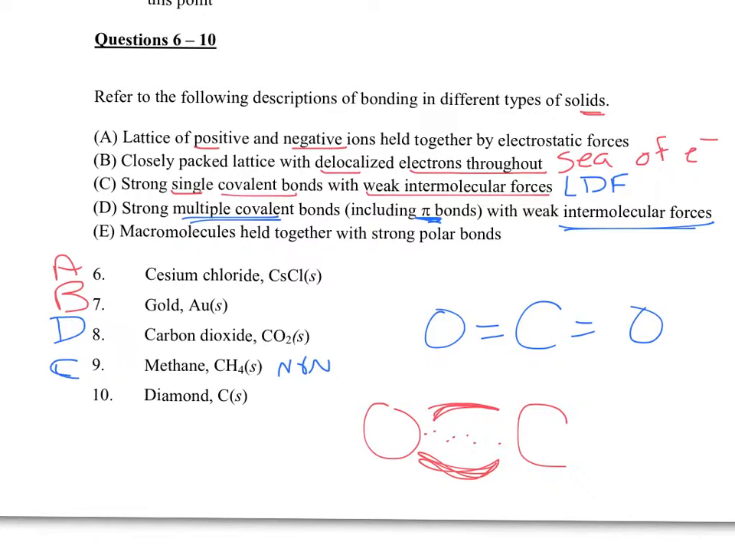All right. Macromolecules held together with strong polar bonds. Macro means really big. So, where's that balloon thing? That's macro. I don't know. That's a balloon. Macro means diamond. It is E. All right. We good on all those?